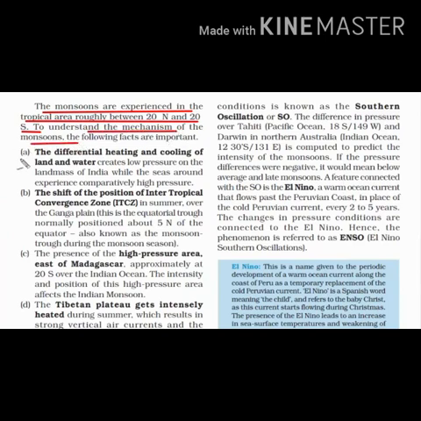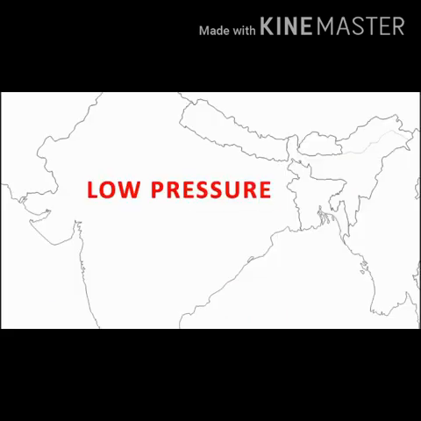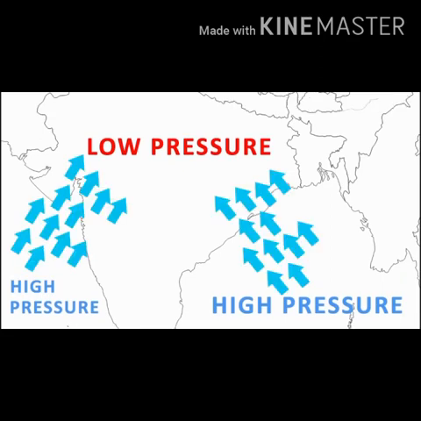They are, first, the differential heating and cooling of land and water. As I've said before, land heats faster than water, and because of this differential heating and cooling, it creates a low pressure on the landmass of India. And the seas around us, that is the Arabian Sea and the Bay of Bengal, will have high pressure. And always remember, wind moves from high pressure to low pressure. So when the low pressure is happening on the landmass, the air moves from high pressure, that is the sea area, towards the land area, and this causes rainfall.